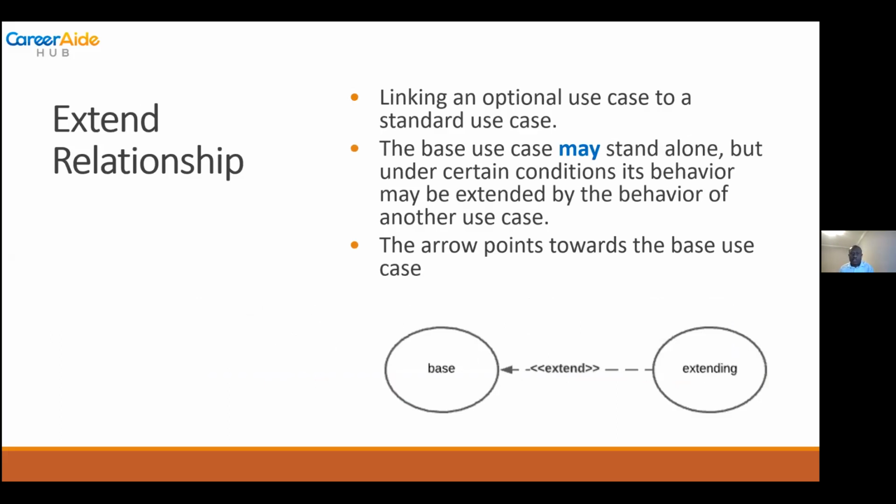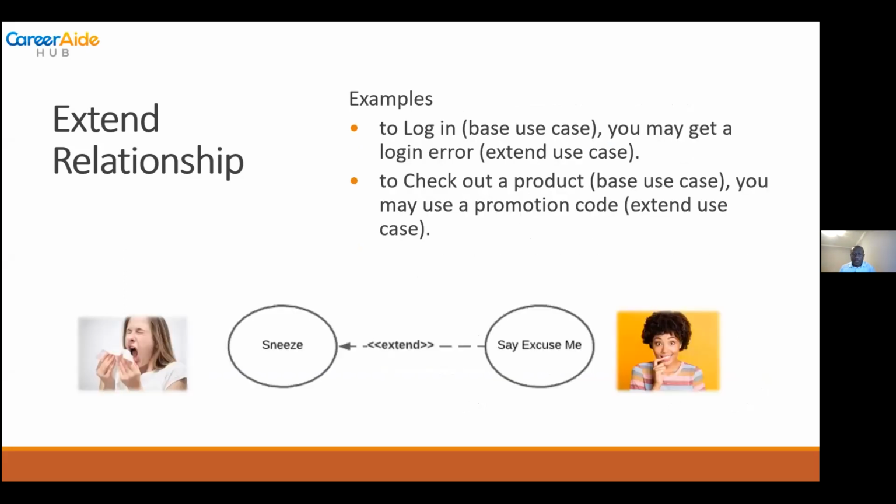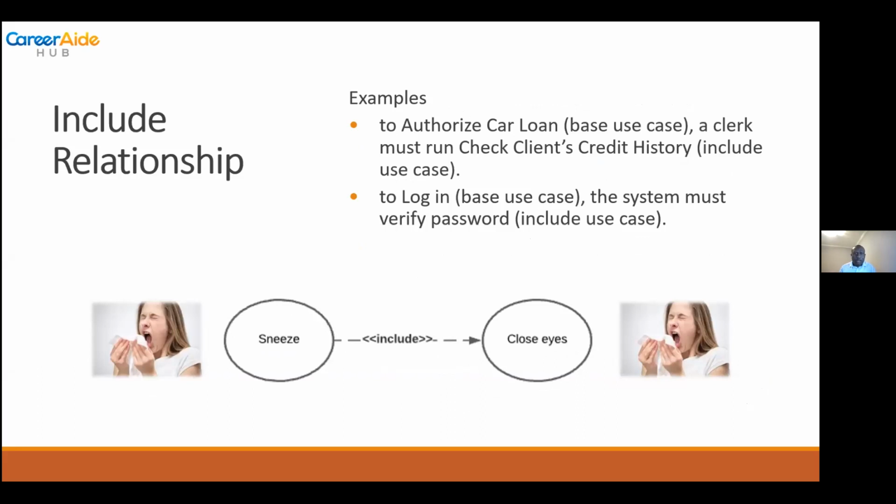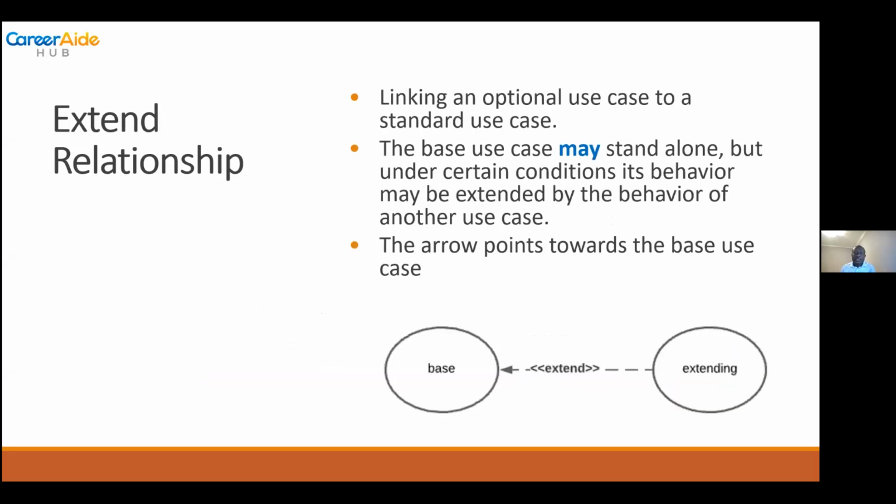Now, for the extend relationship, let me just go back. If you notice, for the include relationship, the arrow is pointing towards the included use case. It's important to note this. That's the convention. So when you have an include relationship, the arrow from your linkage must be pointing towards the included use case. For the extend, the arrow must be pointing towards the base use case.